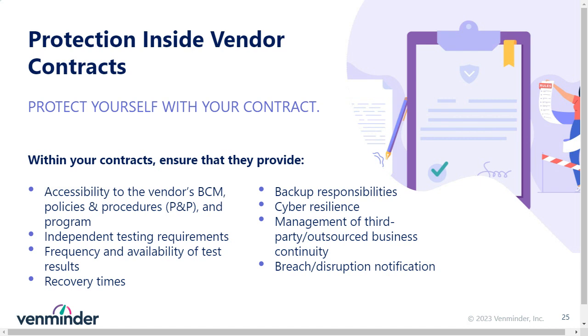Backup responsibilities. State who are the backups in case key personnel are not available. This should include phone numbers or maybe even email addresses as well. Cyber resilience. You may want to mention what the risk acceptance, the risk mitigation, and/or the risk transfer are. Management of third-party outsourced business continuity. And then finally, breach or disruption notification. Have a defined deadline when the vendor must notify your organization of a breach or disruption.